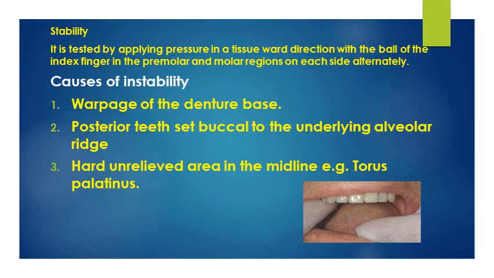Causes of instability: the warpage of the denture. The warpage of the denture, I mean the dimensional changes that occur during manufacturing of the denture base, make the denture not well fitted on the base. So there will be warpage of the denture, making it move with this motion. Another cause: posterior teeth set buccal to the underlying alveolar ridge. Okay? This makes the posterior teeth more buccal, so when you press it, there will be rotation around the ridges.